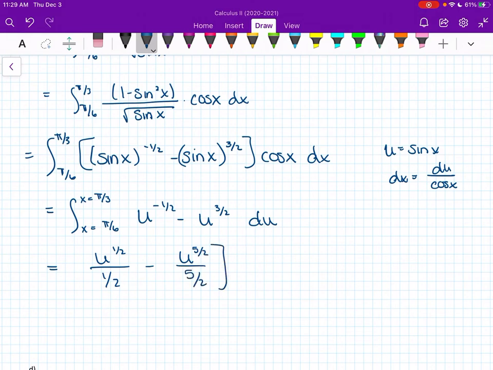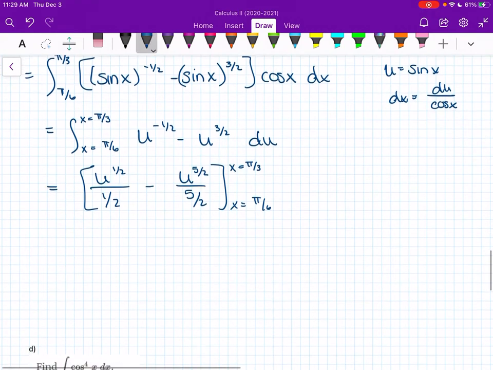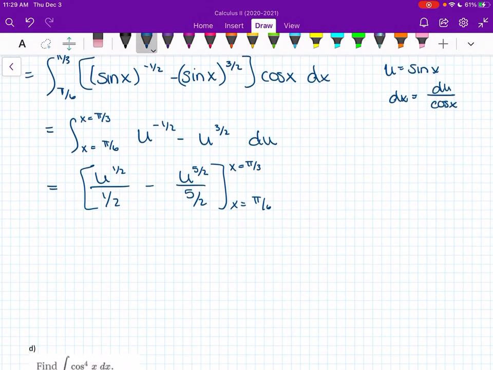And all of that is evaluated from x equals pi over 6 to 2x equals pi over 3. Great. And then I'm going to go ahead and substitute back in my signs, and I'm going to flip those fractions as well. So I get 2 times the square root of sine x minus 2/5. Oh, I'm just going to leave it actually as, that one I can leave. 2/5 times, and then sine x here to the 5/2.